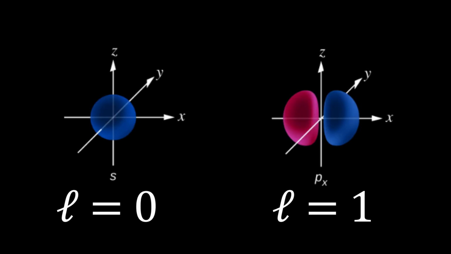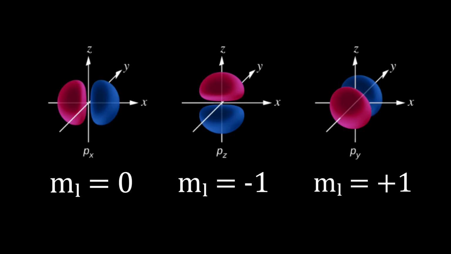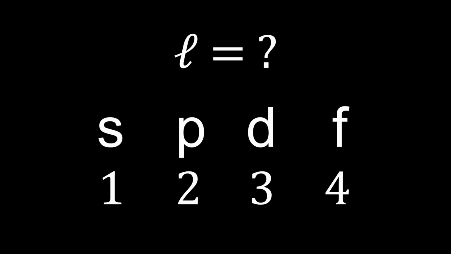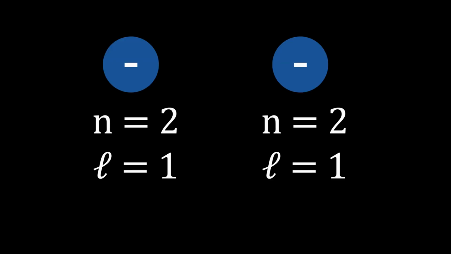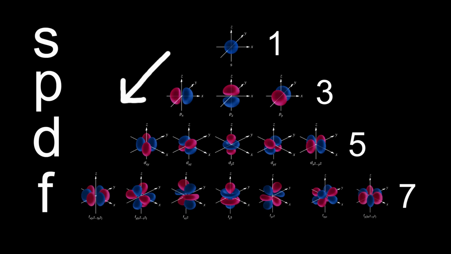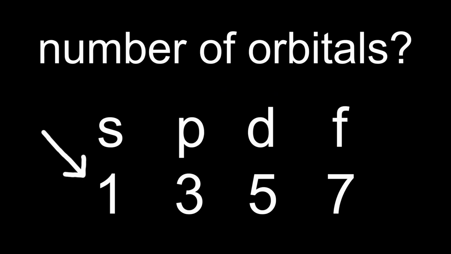L describes the shape and ml the orientation of orbitals in a subshell. There are 4 subshells called s, p, d, and f. If electrons have the same l, they're in the same subshell. If electrons have the same n, l, and ml, they're in the same orbital. Also, the number of orbitals increases by 2 for every bigger subshell, starting at just 1 for s.